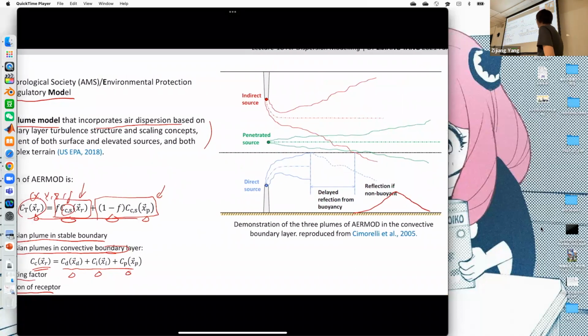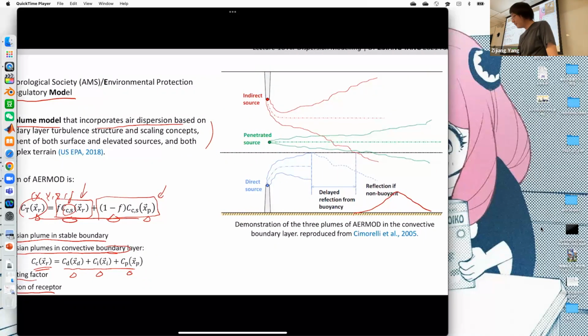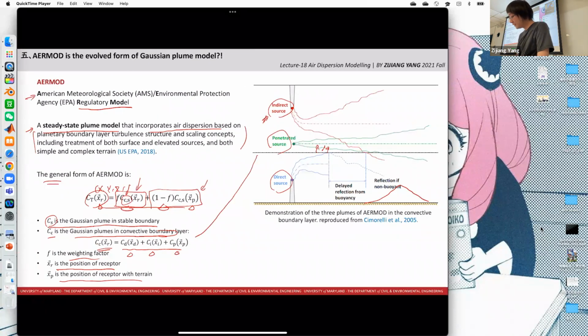So here shows the situation with three small Gaussian fields. We have the direct source that will generate the Gaussian field, and we also have the penetrated source that will also generate the Gaussian field, because some particles will penetrate into the boundary layer of the atmosphere. And then we also assume we have some reflections, but this reflection may have some delay. So we also have this indirect source. So basically in this situation, we have three different small Gaussian plumes, which is summarized here. We can see that this model is relatively more complicated, but it considers more situations, so it is also widely used.